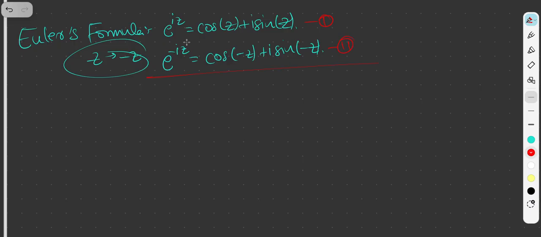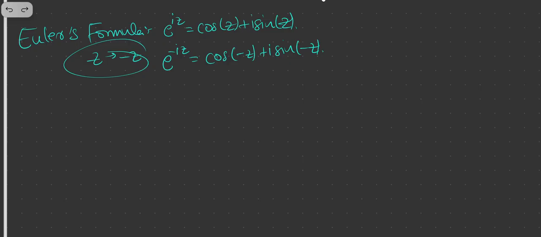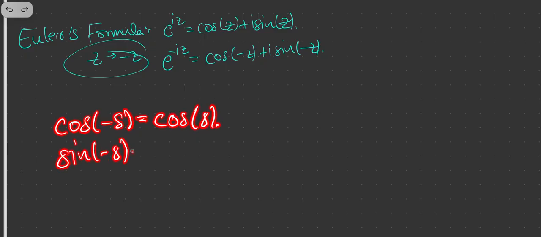Wait a second, I don't need to consider this early. Actually, I need to talk about this equation first. Okay, so we know that cosine of minus stuff is just cosine of stuff, and sine of minus stuff equals minus sine of stuff, right?